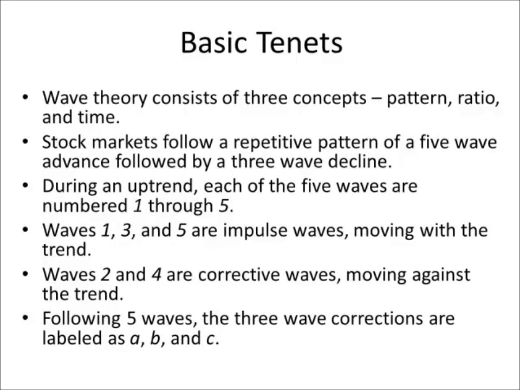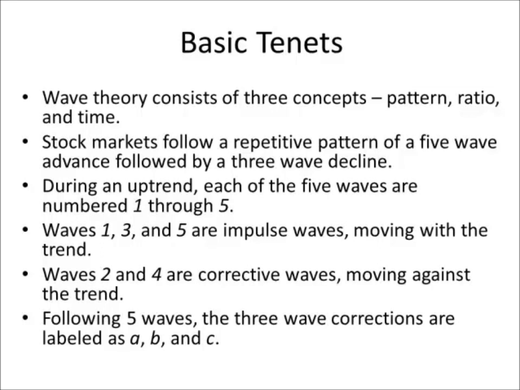Now if we have a wave upward, the next wave is always going to be in the opposite direction. Right? So following an upward wave, we'll always have a downward wave, and vice versa. So wave 1 will be an upward move, then we'll have a downward move, wave 2, an upward move, wave 3, a downward move, wave 4, and then an upward move, wave 5. So that is the 5-wave advance.